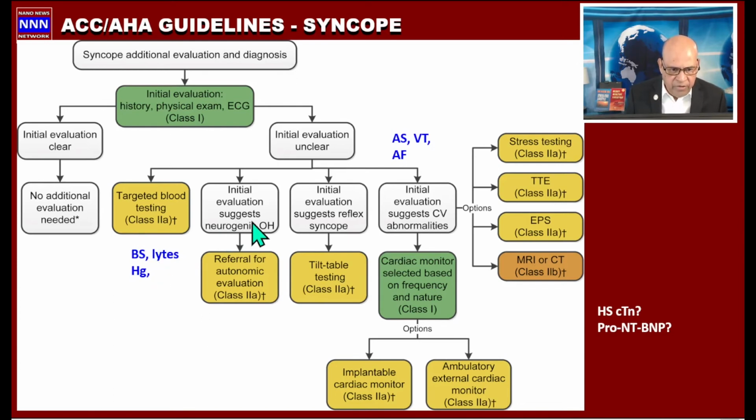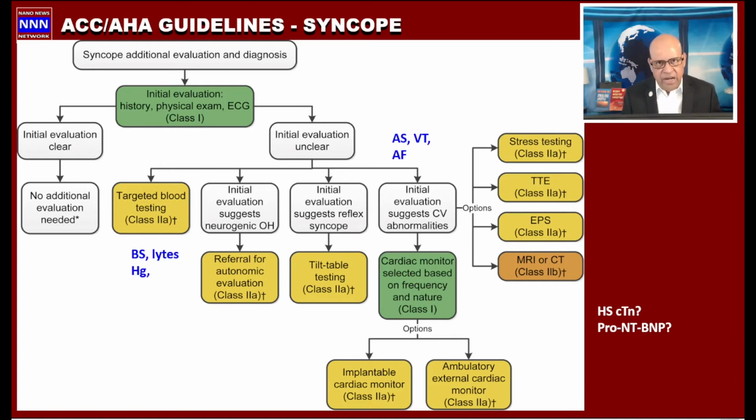If the initial evaluation suggests neurogenic orthostatic hypotension, they need to be referred for autonomic evaluation. This is the most challenging field, especially in the elderly population, when they have orthostatic hypotension.